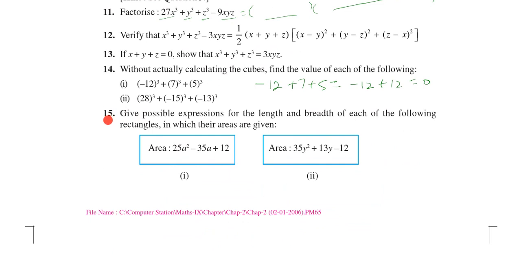Now question number 15. Give possible expressions for the length and breadth of each of the following rectangles in which their areas are given here. Now they have given the area of some rectangle. This is first part. This is another one, second part. So if you know the area, then what can be the possible values of their length and breadth, they are saying. So let us discuss this question.